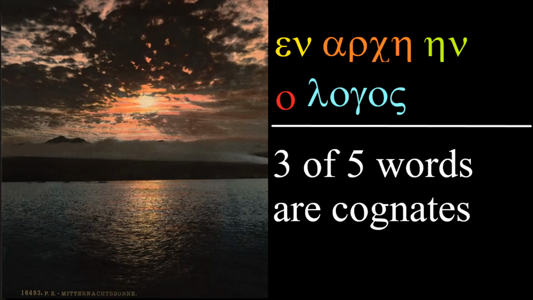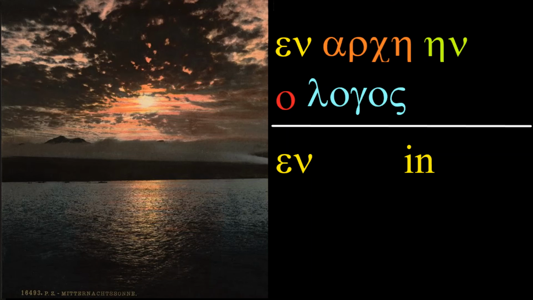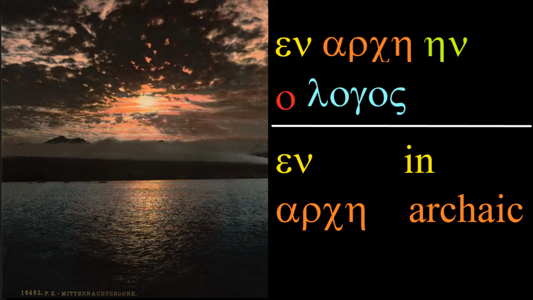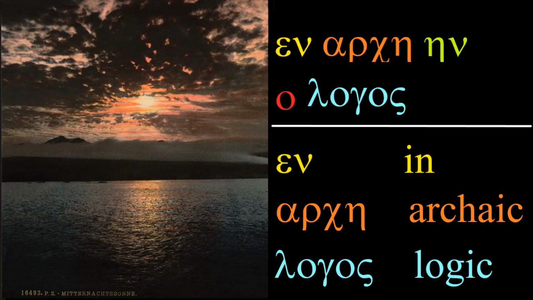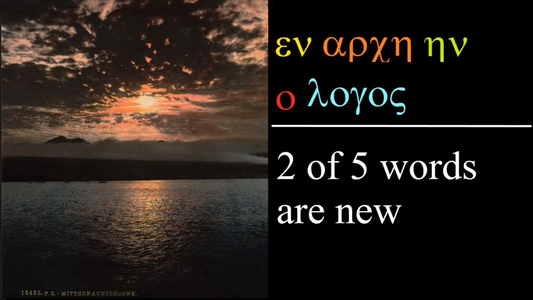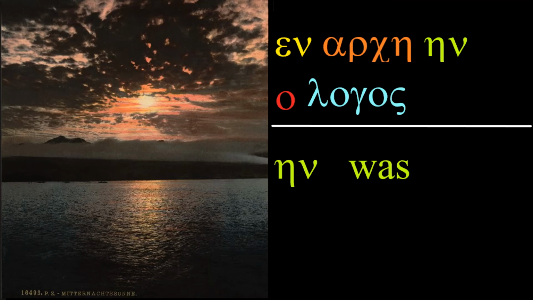We have gotten through our first sentence in the Gospel of John, and the amazing thing is that you already knew 3 out of the 5 words. They're cognates with English. En is in, archi is archaic or beginning, and logos is logic, which is usually translated as word in the Gospel of John, but logic is just a nice cognate to remember it. And only 2 of the 5 words are new ones, and that's een, which is was, and then o, which is the.